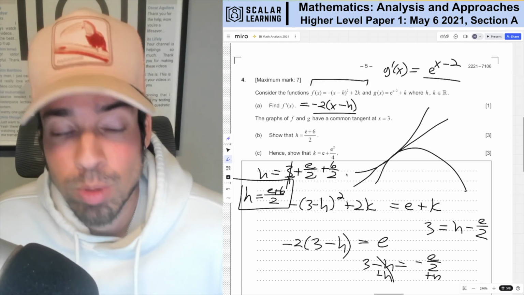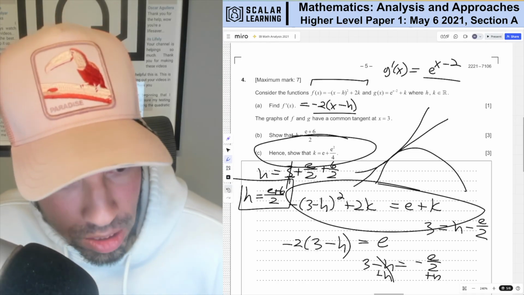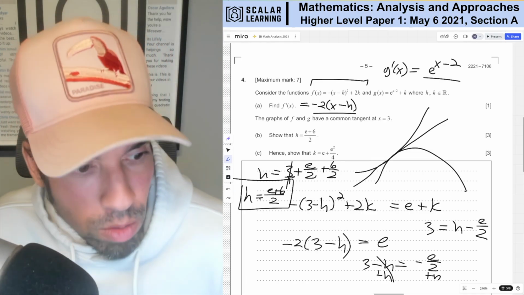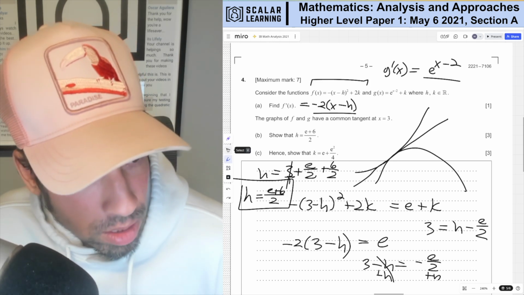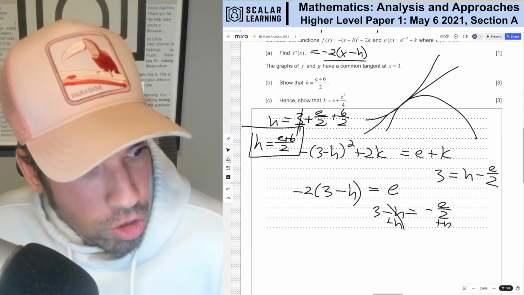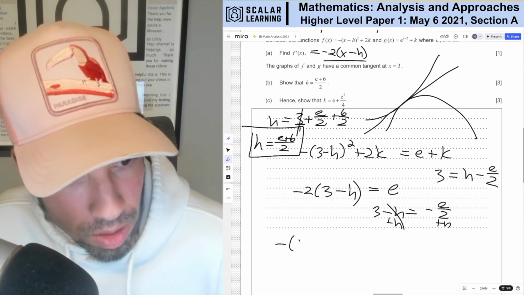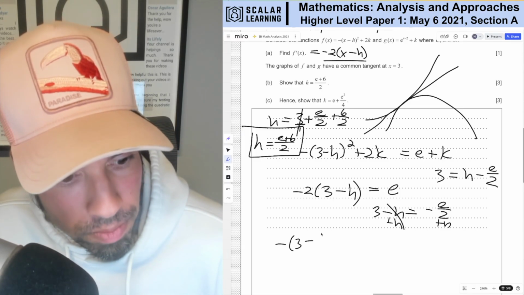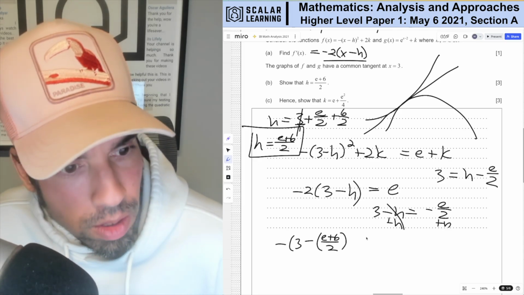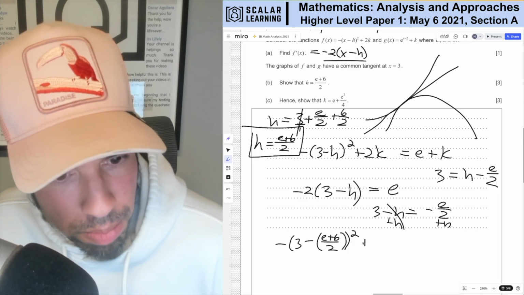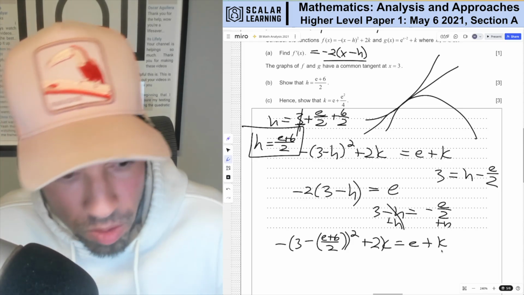We were just able to get h with that one equation, but we're going to use this equation now to solve for k, which I see in part C. So let's do this. We're going to plug in e plus 6 over 2 for h and show that k equals this. Let's get a little bit more room here. So we're going to plug in, there's h, so we got negative 3 minus, I'm going to put this in parentheses, e plus 6 over 2, like so. All of this is squared plus 2k is equal to e plus k.